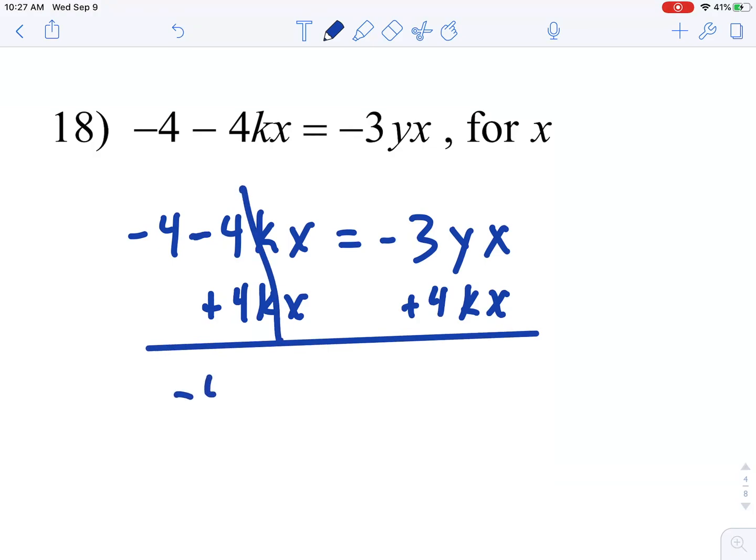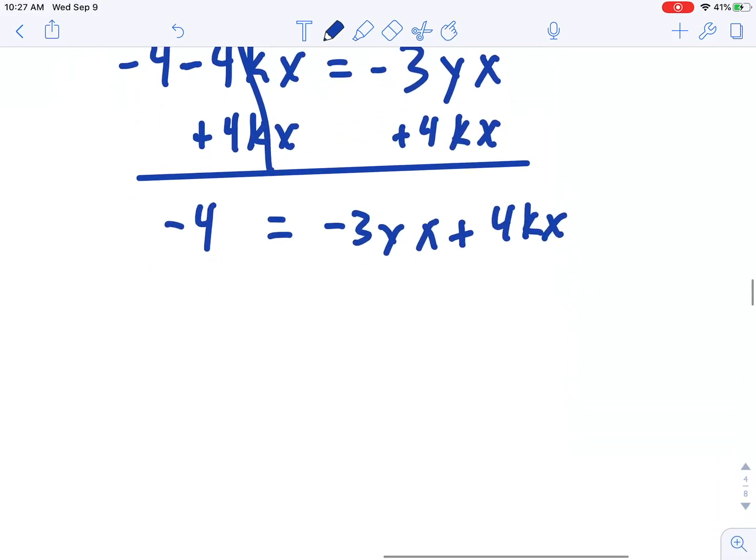This cancels out, I get negative 4. Now, can you add these together? Negative 3 plus 4 is 1. No, this is yx and that's kx. They are technically unlike terms, so you cannot combine them. All you can really do is write them down. Negative 3yx, excuse me, plus 4kx.